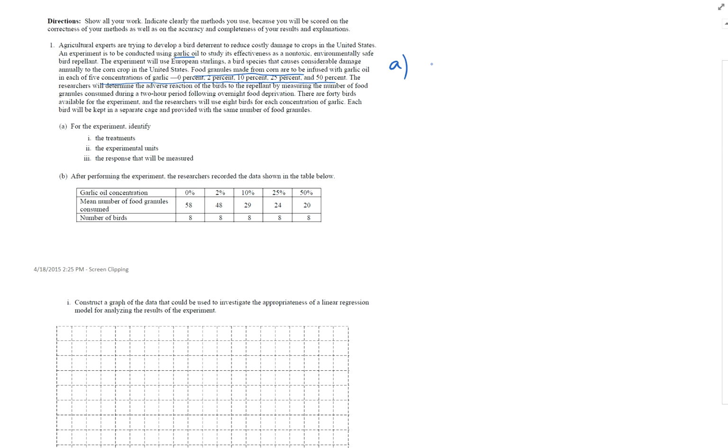Okay, so the treatment is the garlic infused food granules, and there are actually one, two, three, four, five levels of that. I guess that'd be the first one. Second one, the experimental units are the birds. We call them subjects if they're people. These are the European starlings.